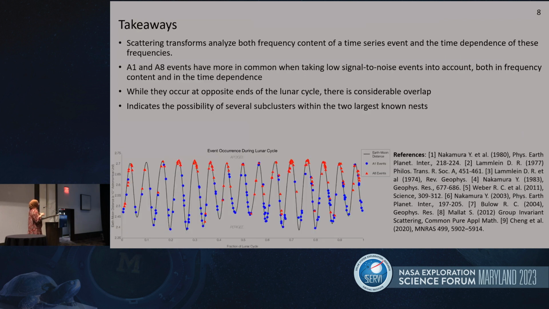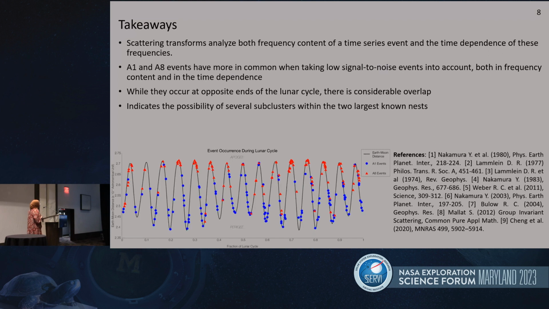The takeaway slide is that scattering transforms analyze both the frequency content of a time series event and the time dependency. And what this is showing is that A1 and A8 events have way more in common when we look at the low signal to noise ratio events.